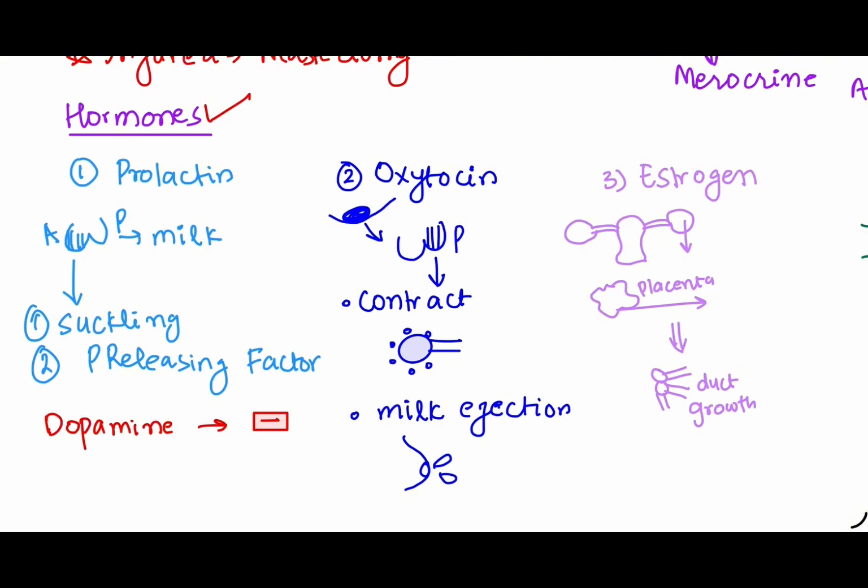And what happens here? There's the pituitary gland and there's the anterior pituitary, and from the anterior pituitary the prolactin is produced. When does it happen? During suckling. And then there are some prolactin releasing factors that release the prolactin. And what's inhibited? Dopamine inhibits the prolactin. This is important. Okay.